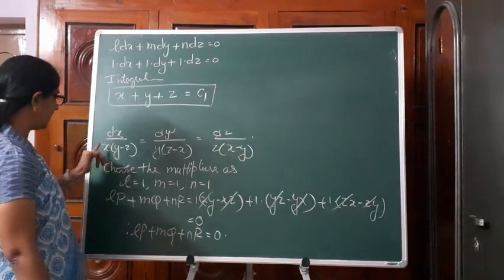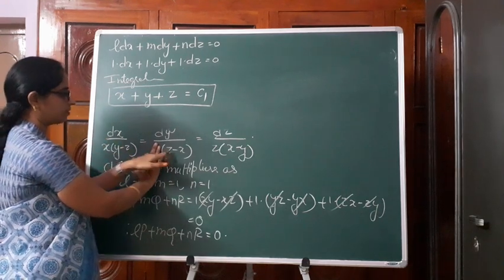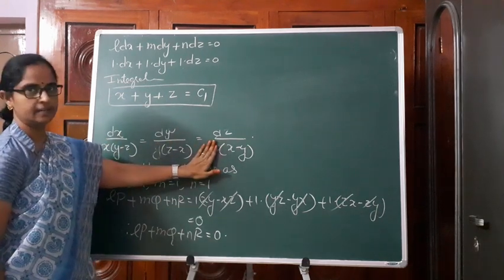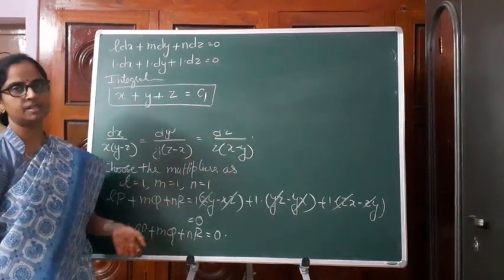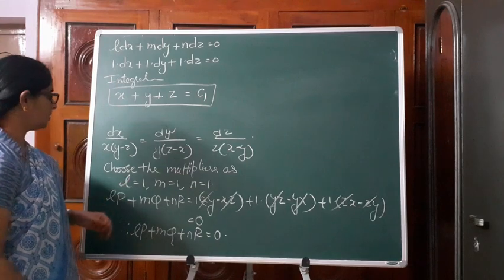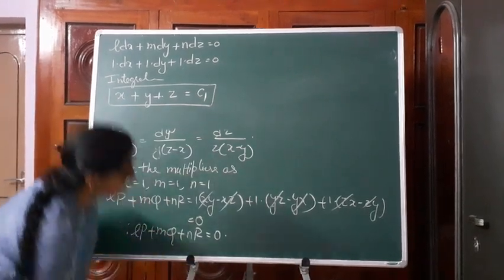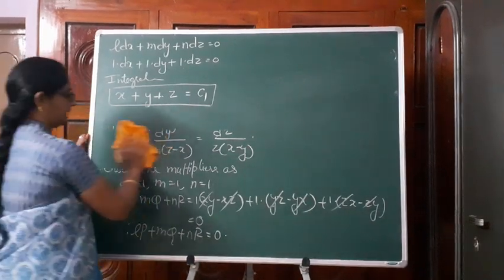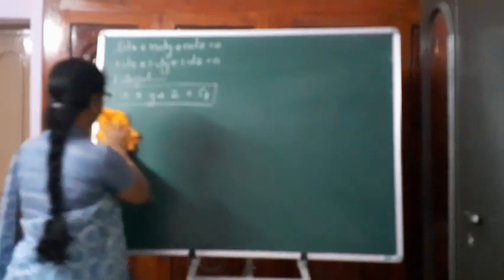So if we choose L as 1 by x, this x goes off here. M as 1 by y, this y goes off here. N as 1 by z. Then we remain with y minus z plus z minus x plus x minus y, which is equal to 0. So here we choose the second set of multipliers as L is equal to 1 by x, M is 1 by y and N is 1 by z.